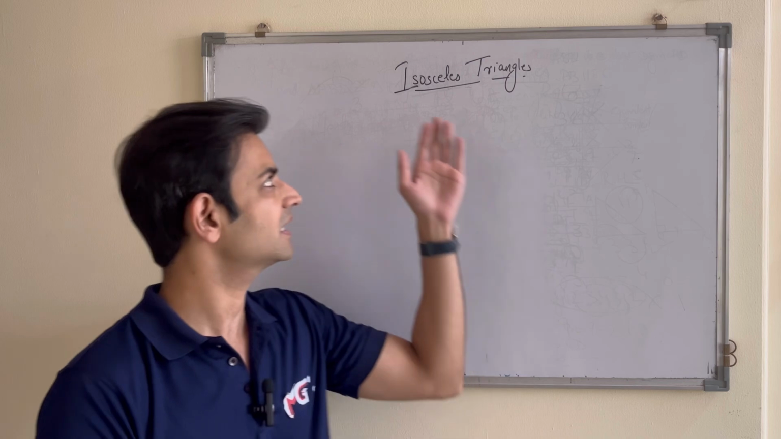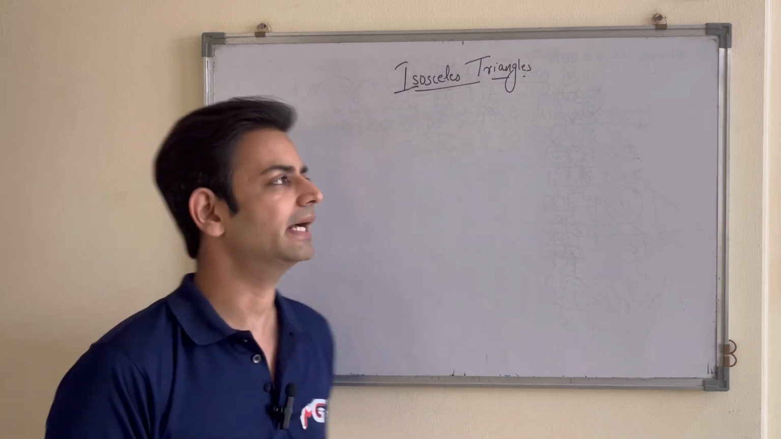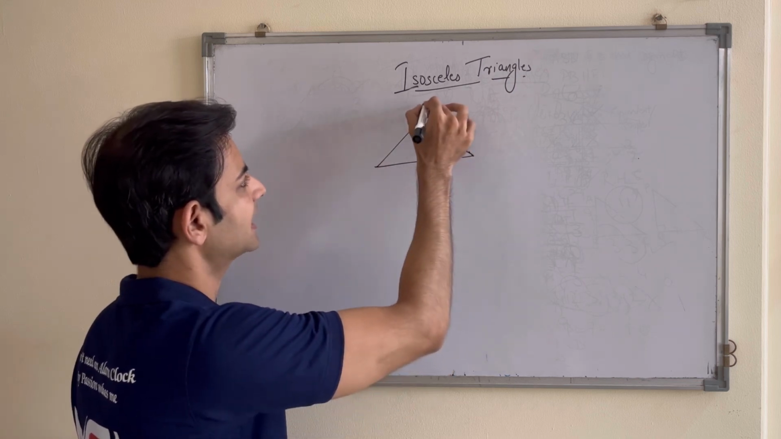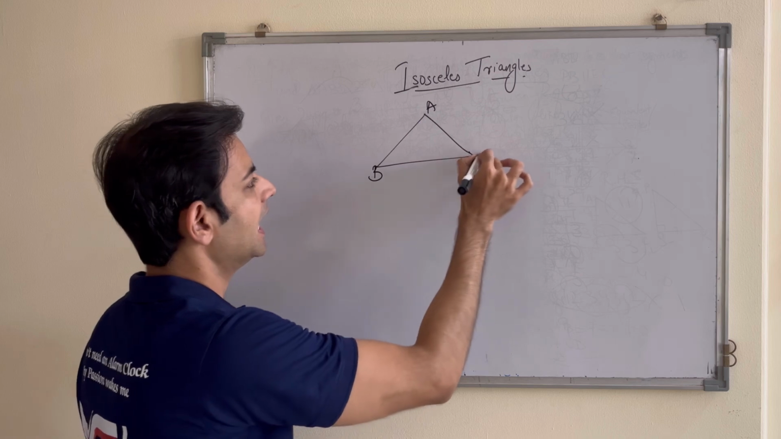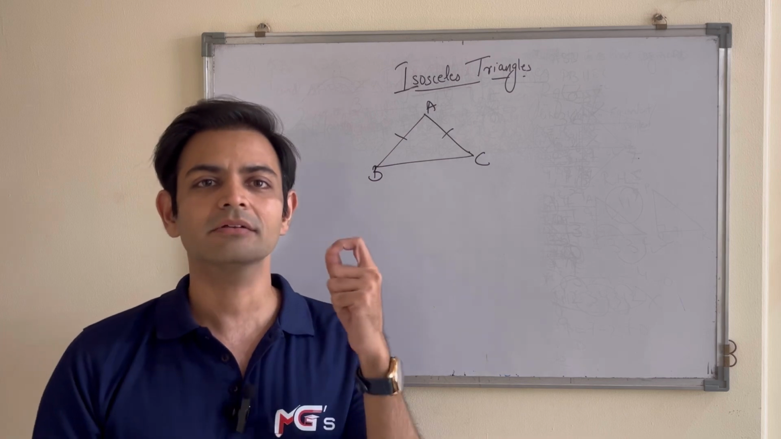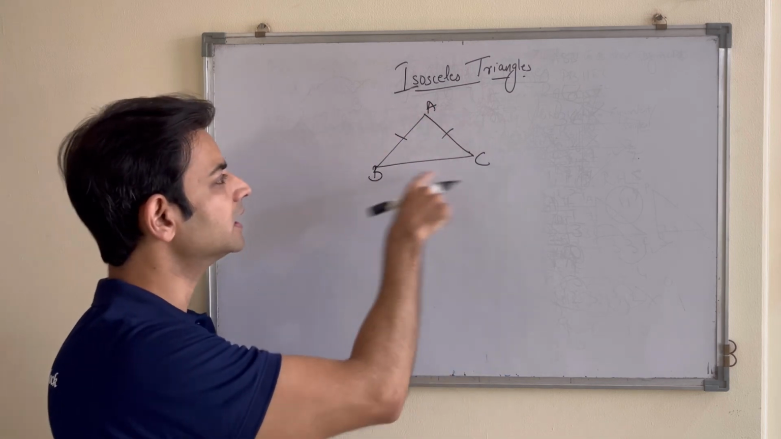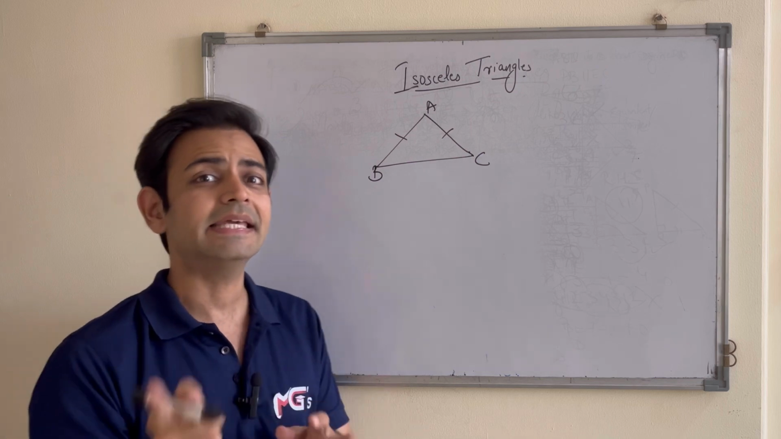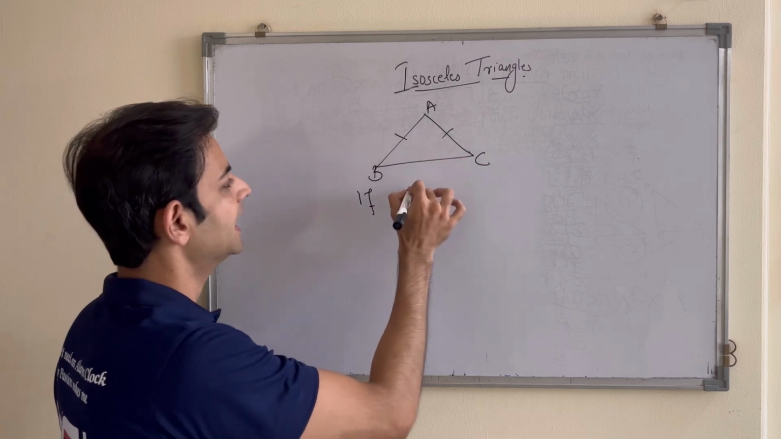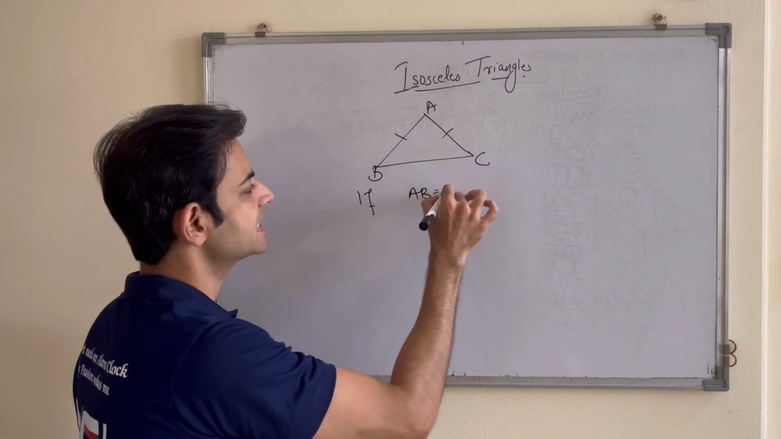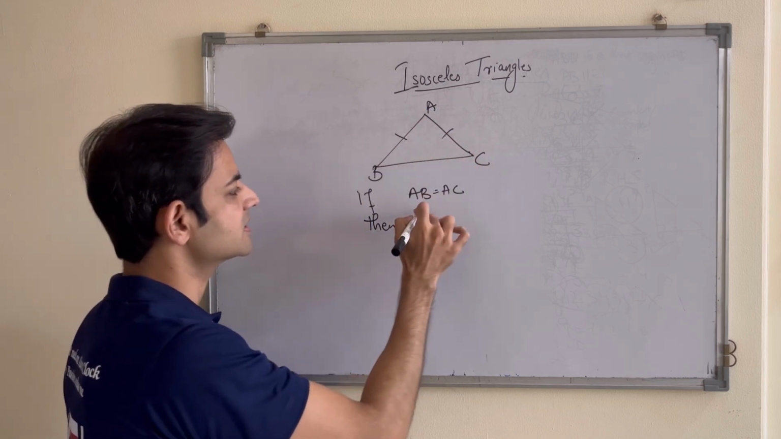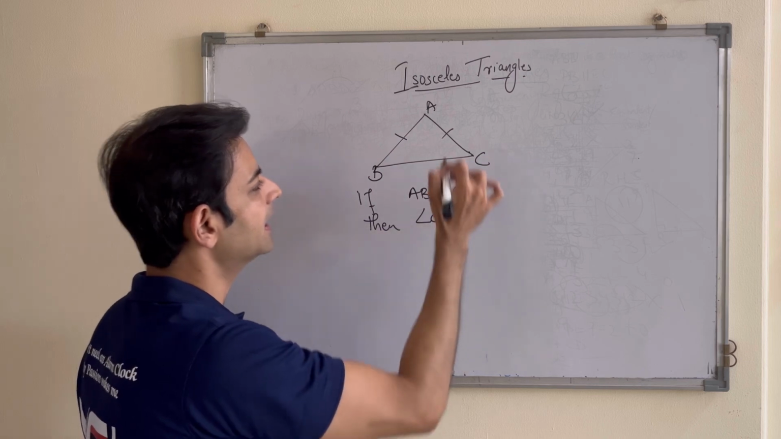So first of all, what is an isosceles triangle? An isosceles triangle is a triangle which has any two sides equal. So for example, if I have a triangle ABC and AB is equal to AC, this is my isosceles triangle. My first theorem says that in a triangle, if two sides are equal, then the angles opposite to equal sides are equal. So it means if AB is equal to AC, then the angle opposite to AB is angle C, so angle C is equal to angle B.